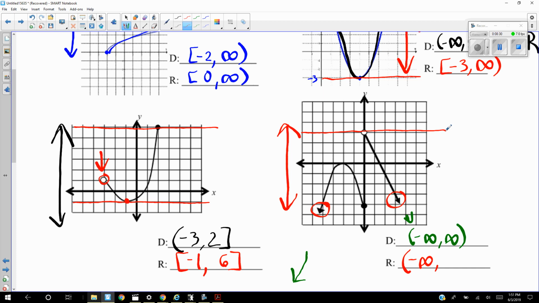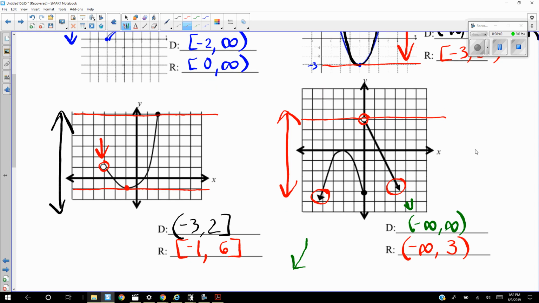We're looking at both graphs together. And that highest y value is at +3. And again, we've got an open dot, so we use a parenthesis around 3 instead of a bracket.